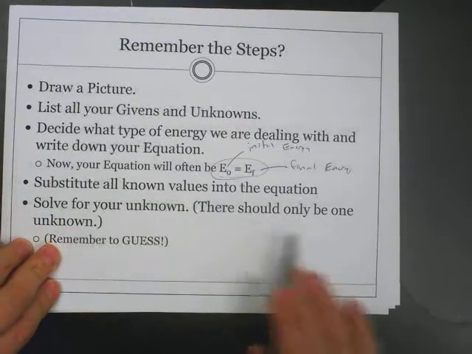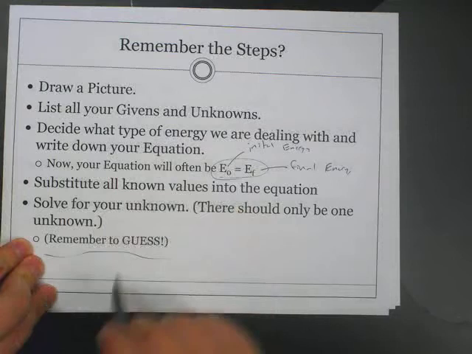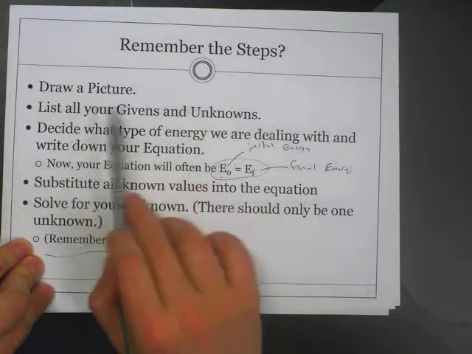There should only be one unknown. So you've got to remember to do this every time. Okay, these are the steps. If this was a quiz or whatever, you get docked points if you didn't follow all of these steps.